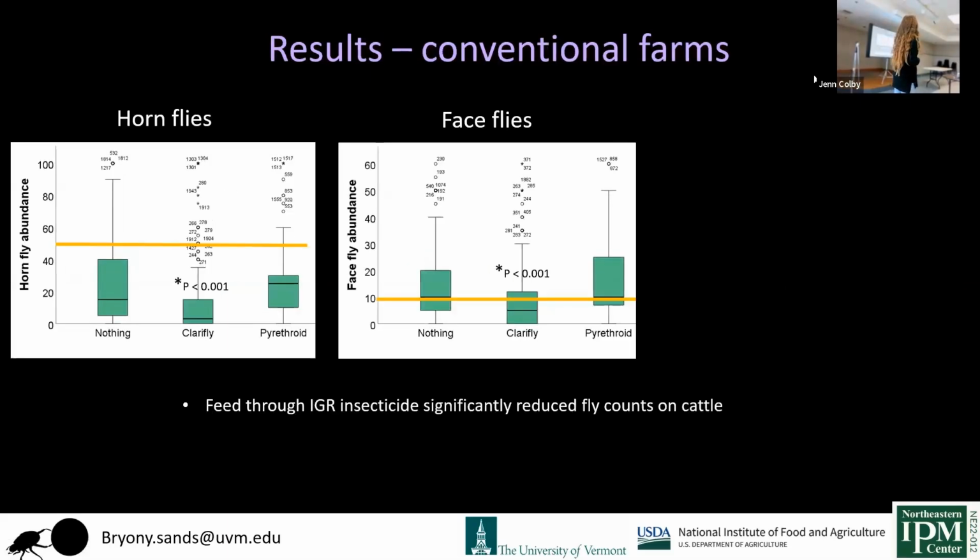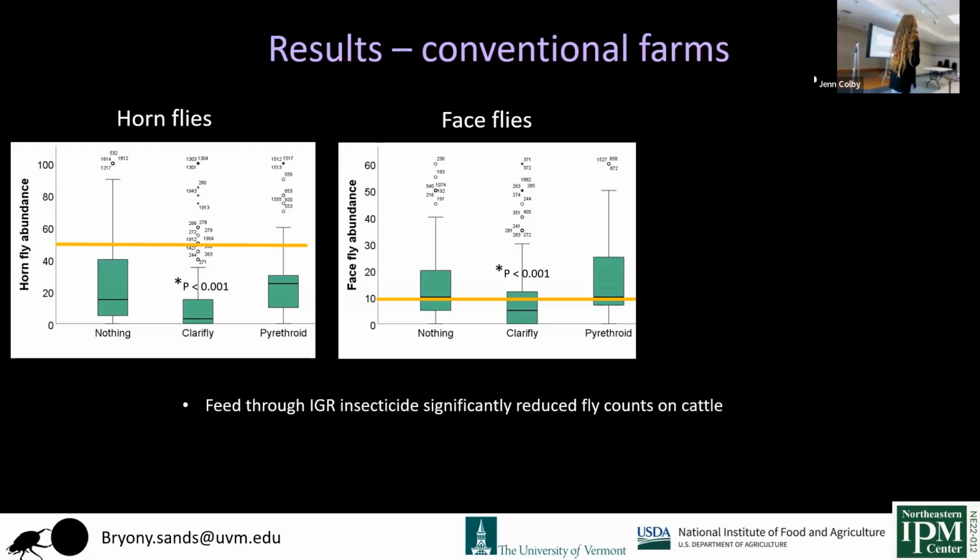So moving on to look at conventional farms, in the study there were farms that used no fly management strategies again, farms that used Clarifly, so that's a feed-through insecticide, like a feed additive, or pyrethroids, and pyrethroids are what's in the common fly sprays, and boron as well. So again, we have horn fly abundance up the side here and face flies there.